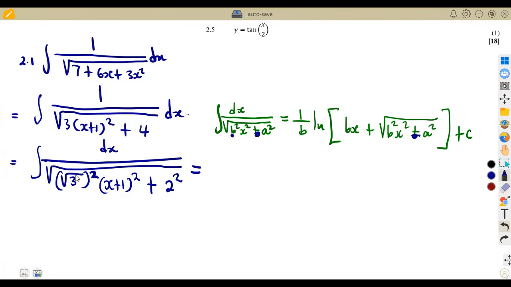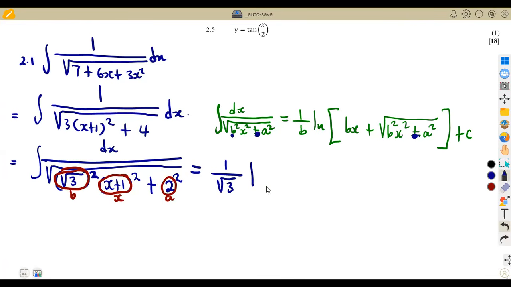So with the answer now, because of this format, once it is written in this form, we can integrate it this way. The answer is 1 over b, whereby b, according to this format, is this part of the square root, this is our x, and this is our a from the 2 squared. The x is the whole of this part, which is x plus 1. The b is the square root of 3. So 1 over b is 1 over the square root of 3.